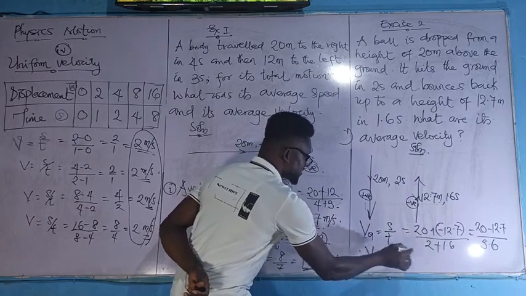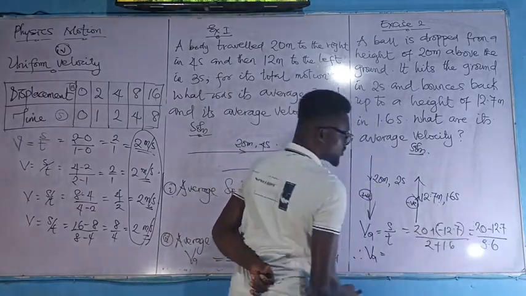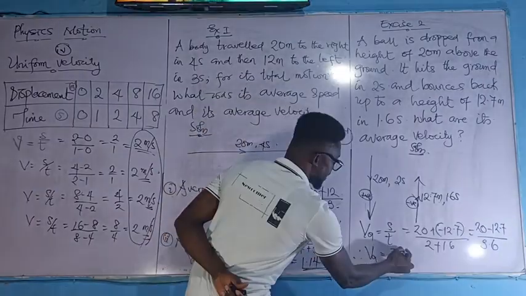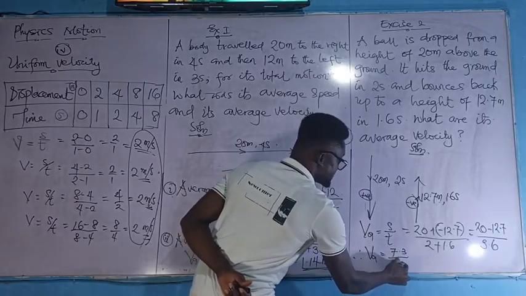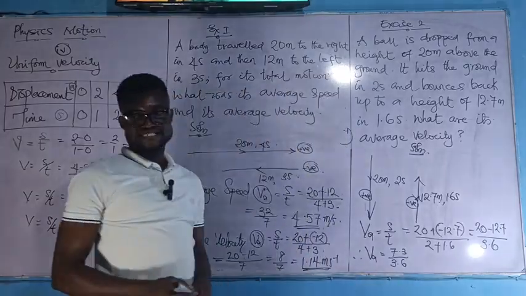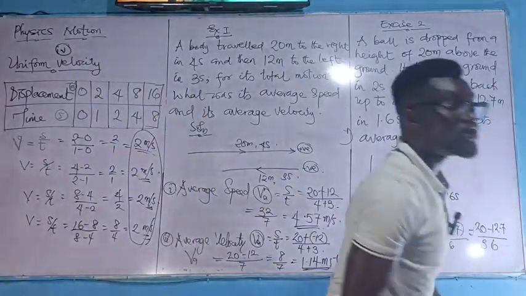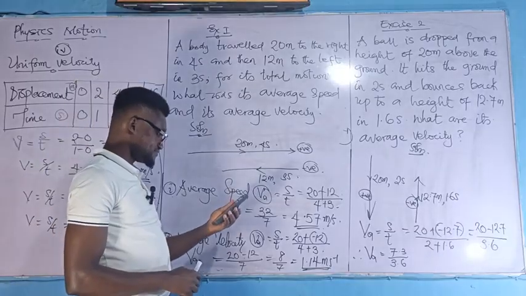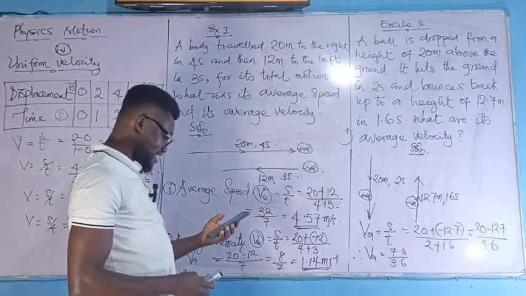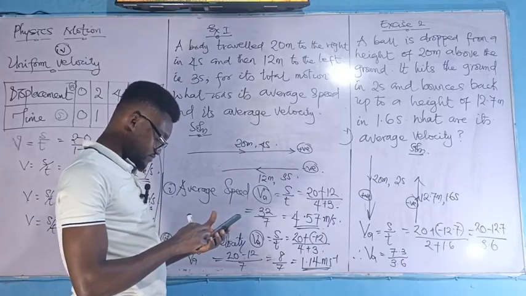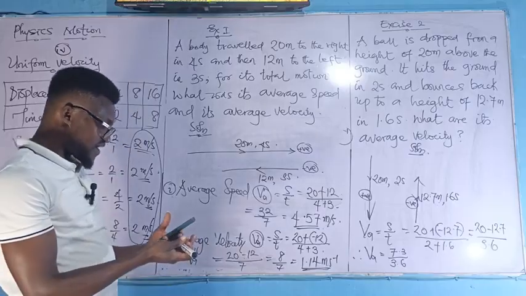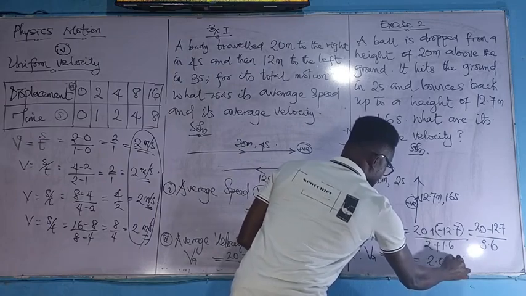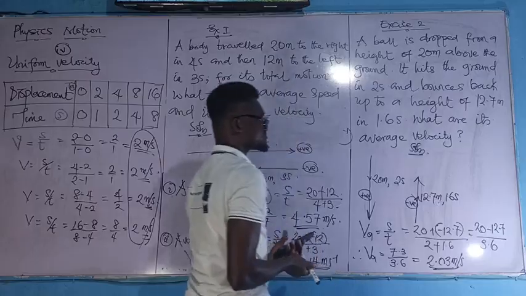Therefore, average velocity now becomes 20 minus 12.7, and we are going to get 7.3 divided by 3.6. Now, use your calculator. 7.3 divided by 3.6. If you divide it well, you are going to get 2.03 meters per second.